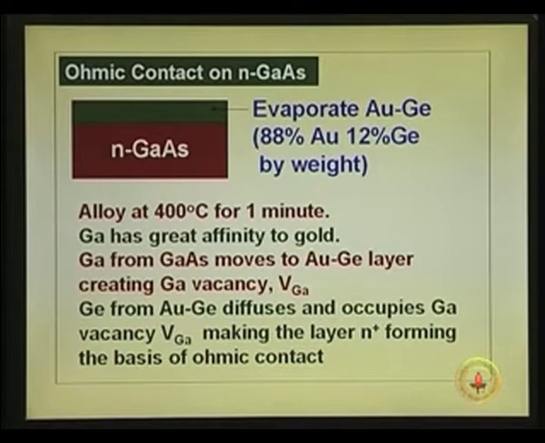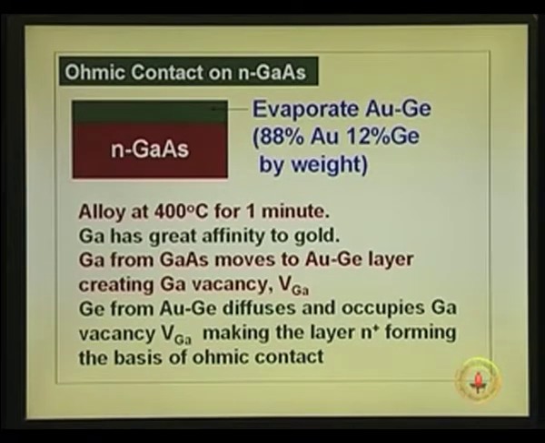Now coming to gallium arsenide, how do you form that? People have tried various tricks. One of the tricks which is working out universally is n type gallium arsenide. See, after all, what you need to do is realize an n plus layer on the top, onto which you can put a contact metal.